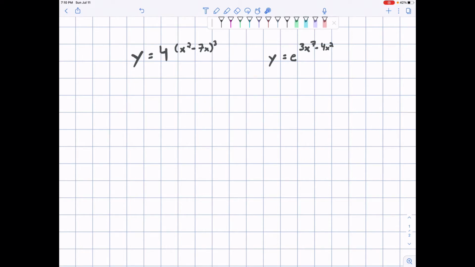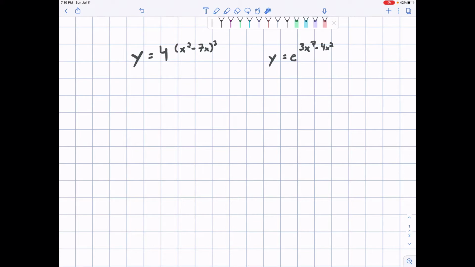Now, just a brief refresher on what an exponential function is. It's a function that has a variable in the exponent. So you can see here on the left function, we have x squared minus 7x all to the 3 in the exponent, and over here on the right, we have 3x to the 7 minus 4x squared in the exponent. Since we have variables in the exponents, these are exponentials.